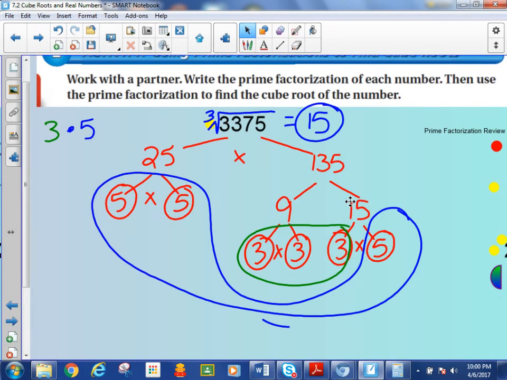So that's it for this lesson. This comes in very handy also for squared roots. It's just then you would do pairs of 2 or sets of 2. Good luck with this part of the lesson.